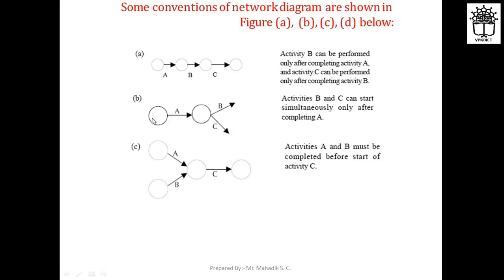Then next you can see this type of construction in the network diagram also. So how to read that? Activities B and C can start simultaneously only after completing activity A, right? B and C can start only after completing activity A, whereas activities A and B, that means these two activities, must be completed before the start of activity C.